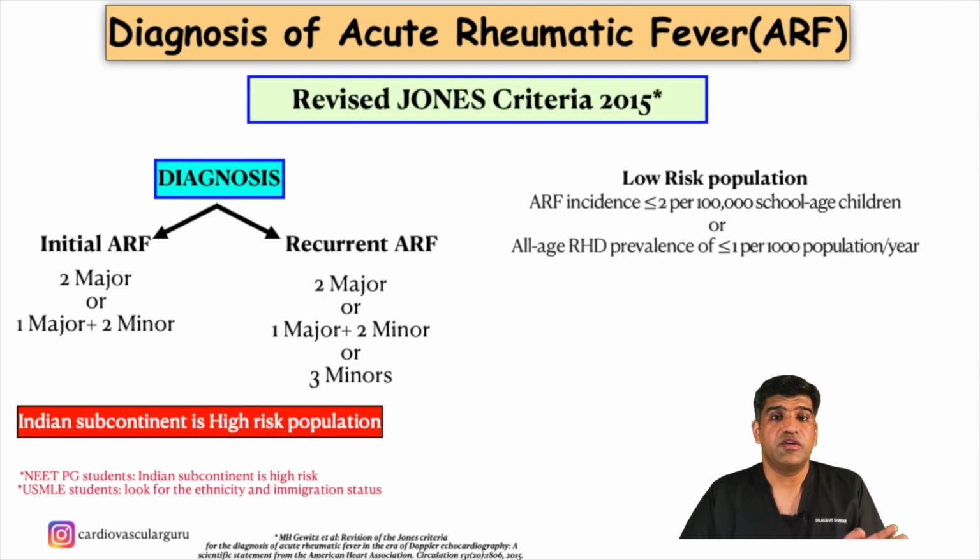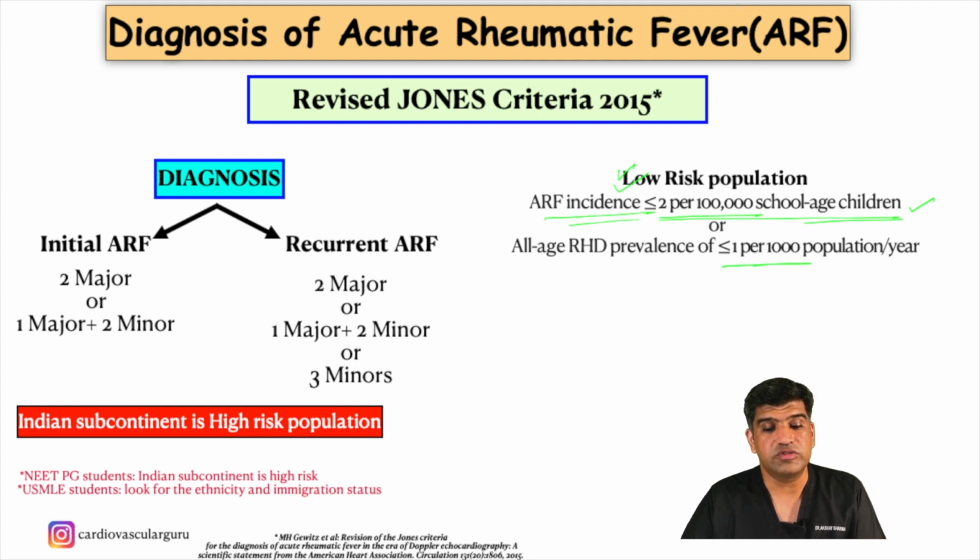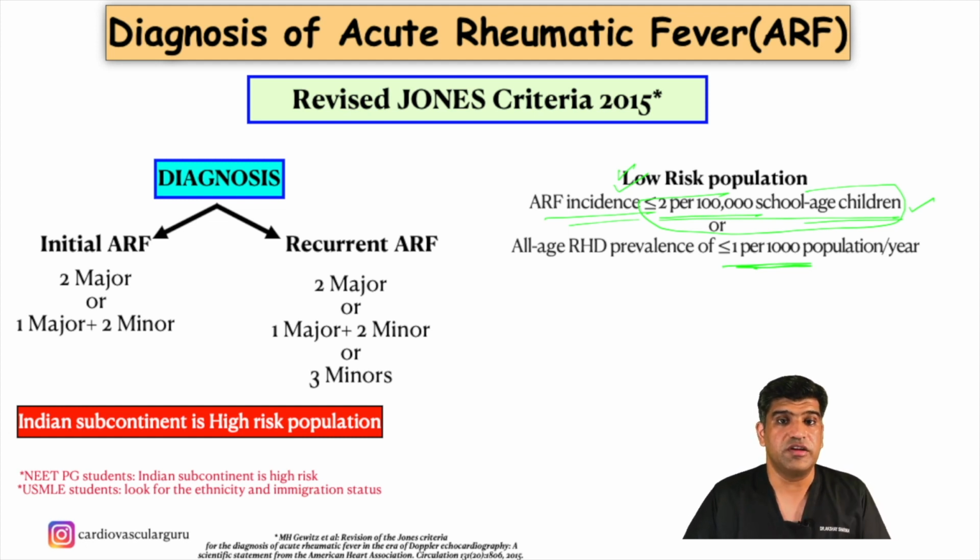Now these Jones criteria were revised in the year 2015, and one thing more that was considered in this was to divide the population into a high risk and a low risk population. What is the low risk population? Acute rheumatic fever incidence of less than 2 per 1000 school age children, or all age rheumatic heart disease prevalence of less than or equal to 1 per 1000. Our country and the sub-Saharan African countries come into high risk population. So if a question comes in the NEET PG exam, we are dealing with a high risk population.